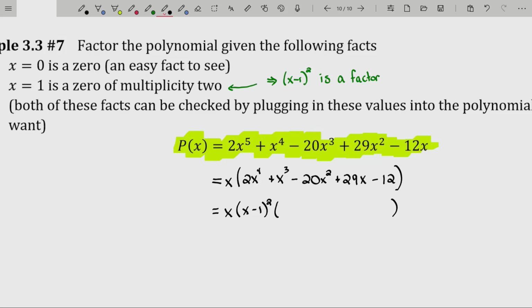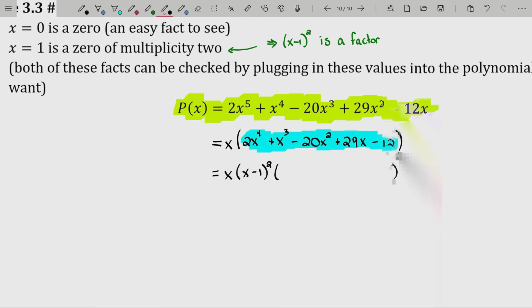Well, guess what? If you want to divide out x minus 1 out of, let me use a different color highlighter, this guy right here will work. If you want to factor an x minus 1 twice out of that, synthetic division. Synthetic division will be the fastest way. Remember, dividing that polynomial by x minus 1 is the same thing as performing synthetic division using 1. And now write down the coefficients, 2, 1, negative 20, 29, and negative 12. Let's see what you get when you divide that polynomial by x minus 1.